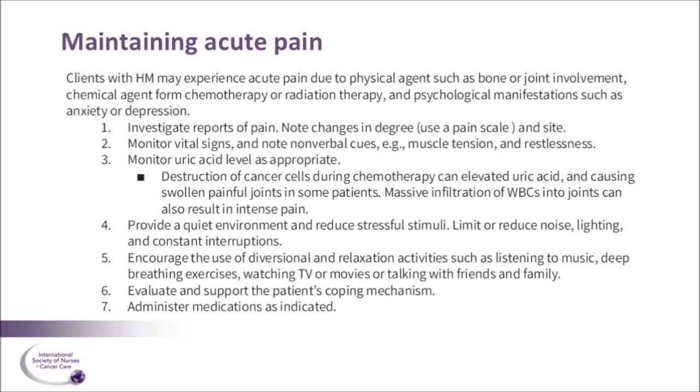Patients with hematological malignancies may experience acute pain due to physical agents such as bone or joint involvement, chemical agents from chemotherapy or radiation therapy, and psychological manifestations such as anxiety or depression. Investigate reports of pain. Note changes in degree, use a pain scale, and cite. Monitor vital signs, and note nonverbal cues, for example, muscle tension and restlessness.